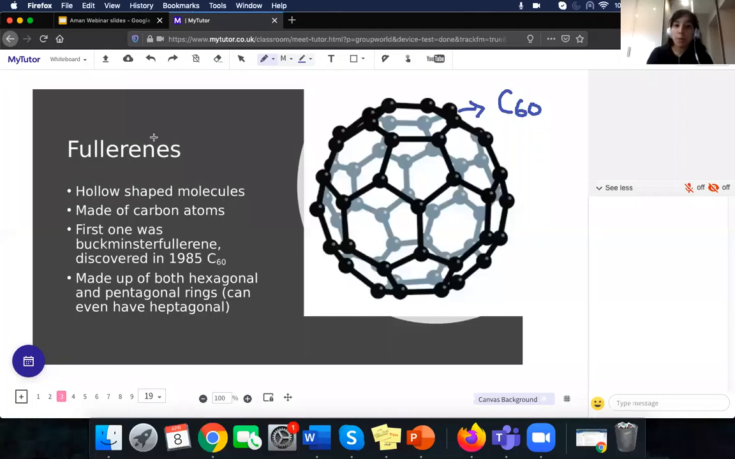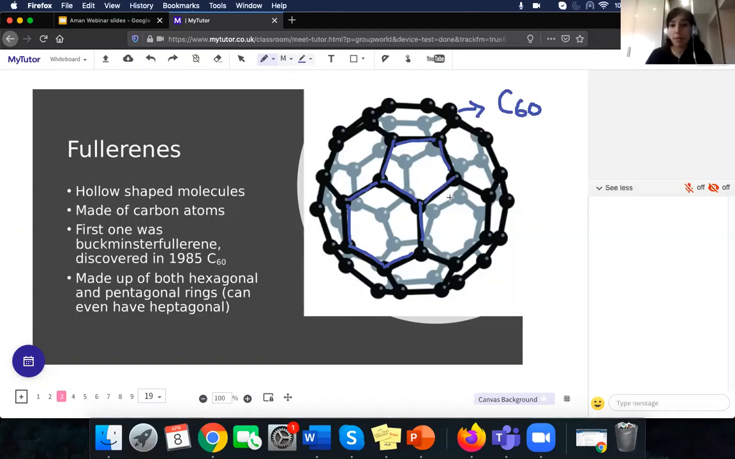And it's hollow. So that means there are carbon atoms around the outside, but inside there is nothing there. And the one difference from graphite is the hexagonal and pentagonal rings. So if we have a look here, we have these hexagons. But here we've got a pentagon. So remember, hexagon is 6 sides and pentagon is 5 sides.